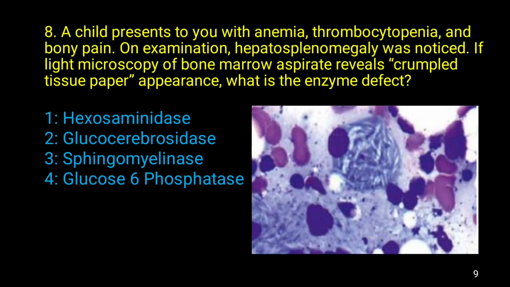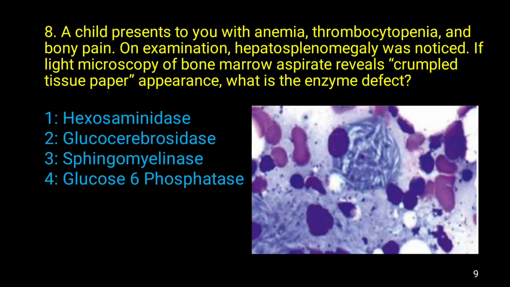Hexosaminidase is related with Tay-Sachs disease. Sphingomyelinase is related with Niemann-Pick disease. Glucose-6-phosphatase enzyme deficiency is related with von Gierke disease. But here the typical anemia is written, bony pain is written, hepatosplenomegaly is written. Hepatosplenomegaly is not seen in hexosaminidase deficiency, that is also one point you have to remember. Glucose-6-phosphatase deficiency leads to hypoglycemia.